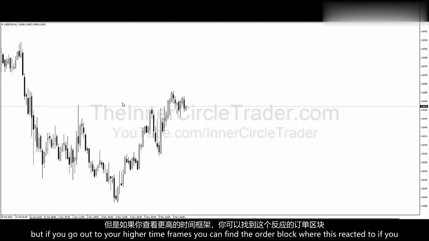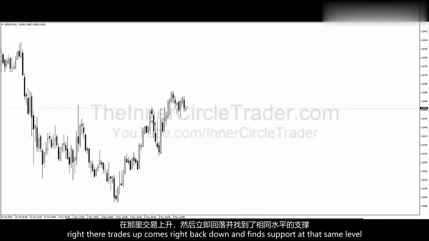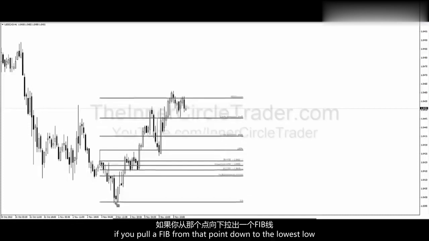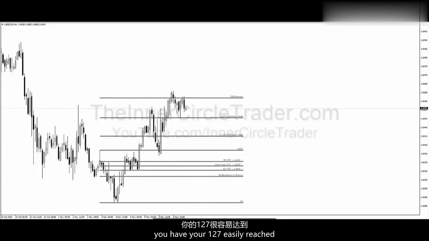All right, we have the market trading lower into a level of support, which I'm not going to outline here, but if you go out to your higher time frames, you can find the order block where this reacted. But if you use this high here, market structure shifts right there. So this becomes a fulcrum point. It trades up, comes right back down, and finds support at that same level. But if you pull a fib from that point down to the lowest low, you have your 127 easily reached, 162 easily reached, and then 200 very easily reached.